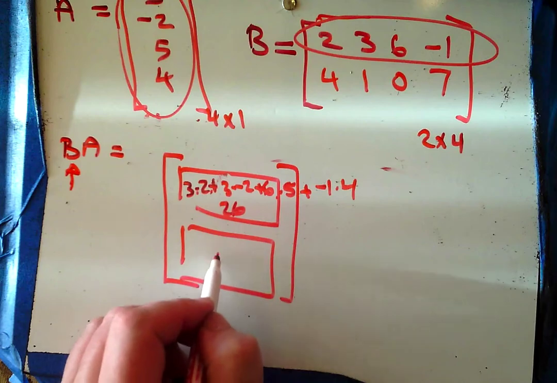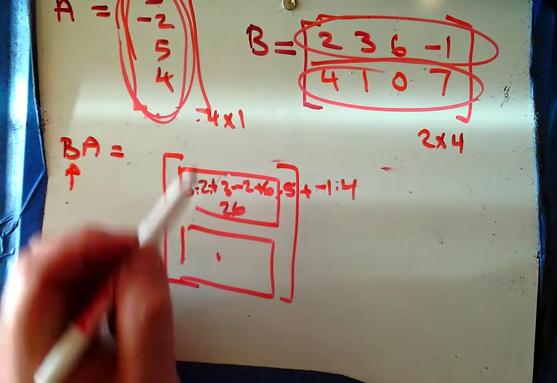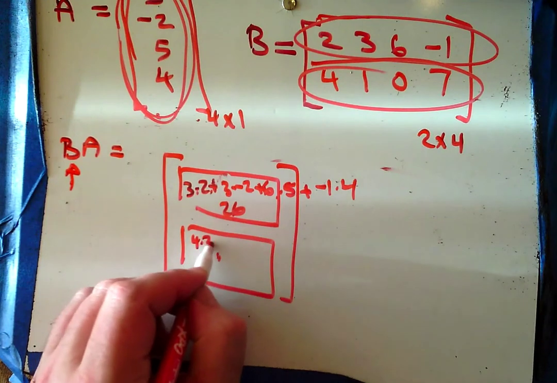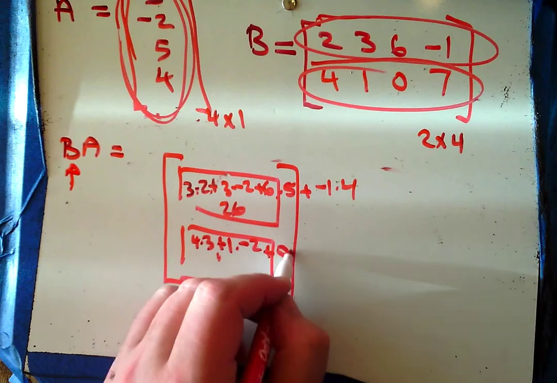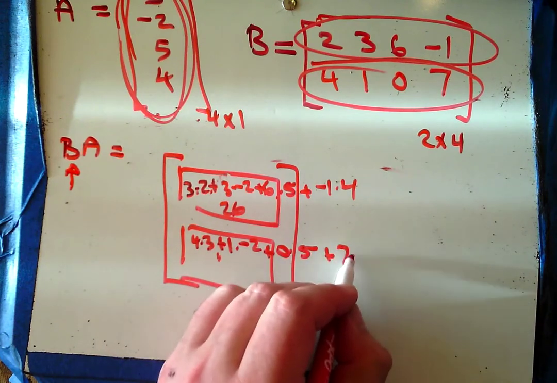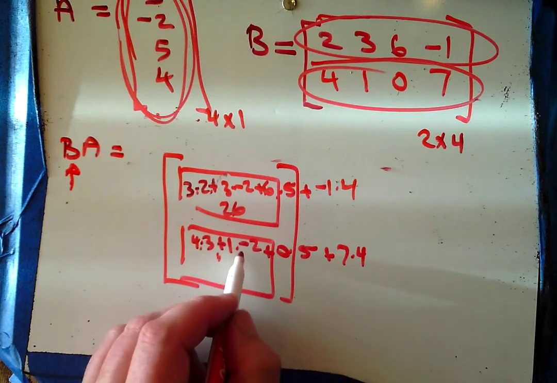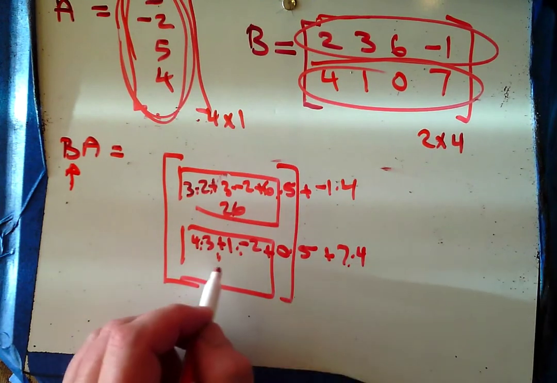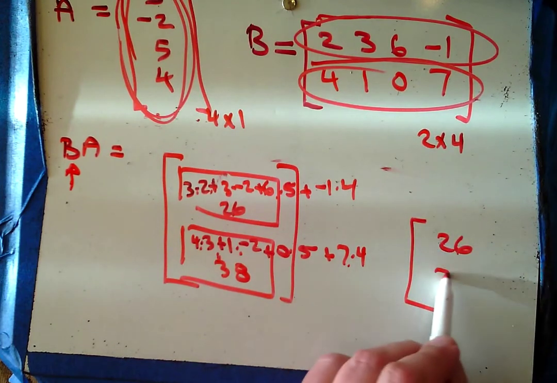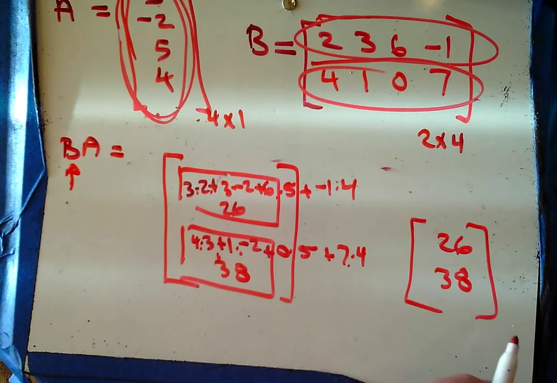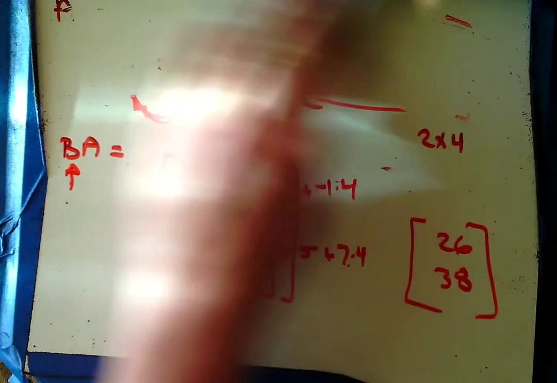And then, to fill in this, I'm using the bottom row and the only column. So I've got 4 times 3 plus 1 times negative 2 plus 0 times 5 plus 7 times 4. And so we've got 12 minus 2 is 10 plus 28 is 38. And so my product would be 26, 38. Okay, so we can multiply two matrices together.